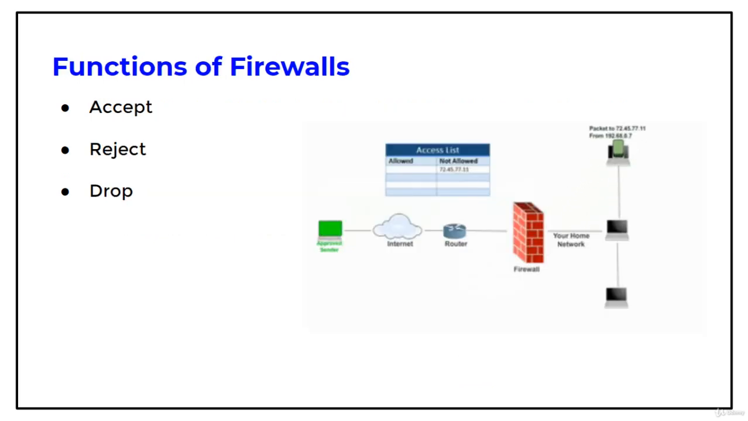So, these are the functions of a firewall: accept a packet, reject a packet, or just drop the packet. You can see in the video, if it is a green packet, it is allowed by the firewall, and the firewall eventually allows the packet to go inside the network. But if it is a malicious packet, it just rejects and drops the packet.